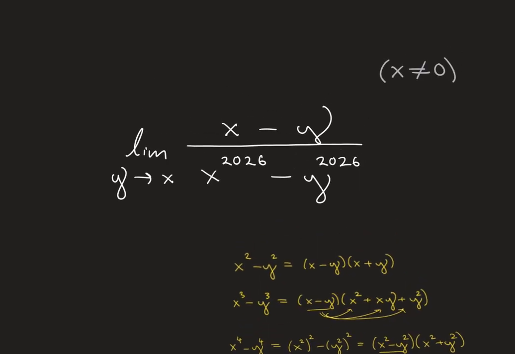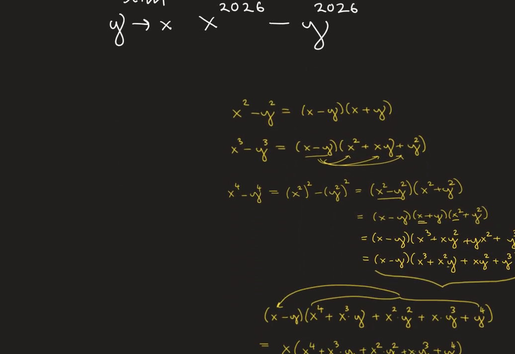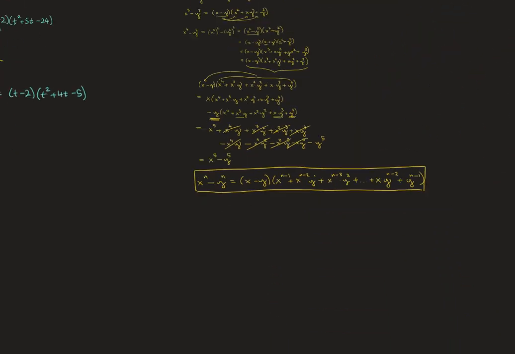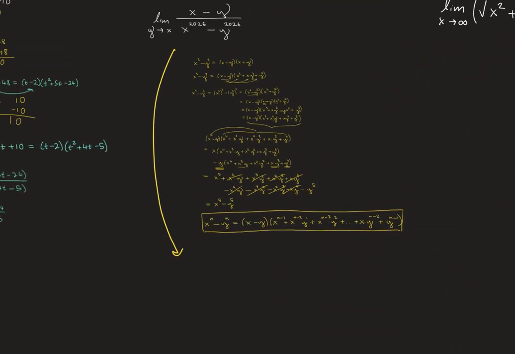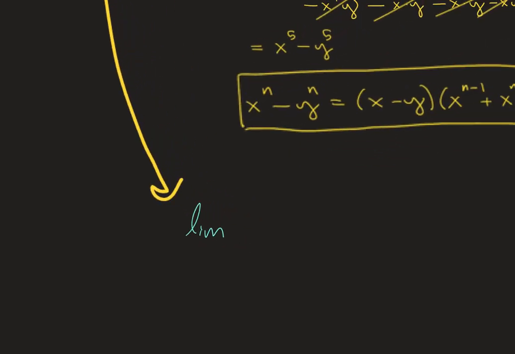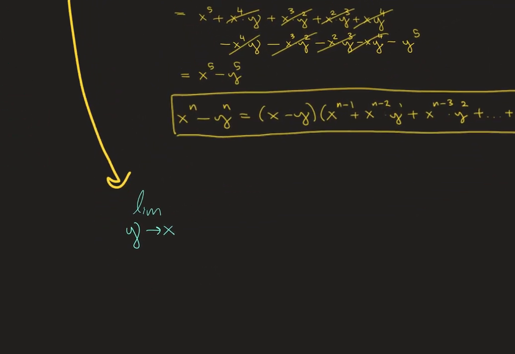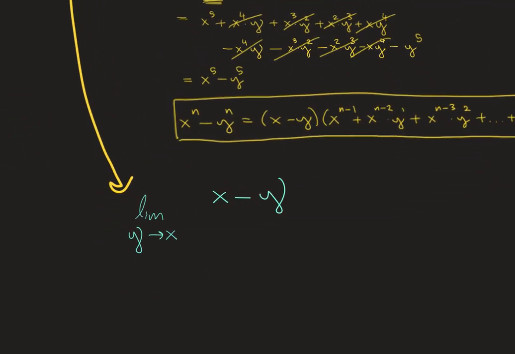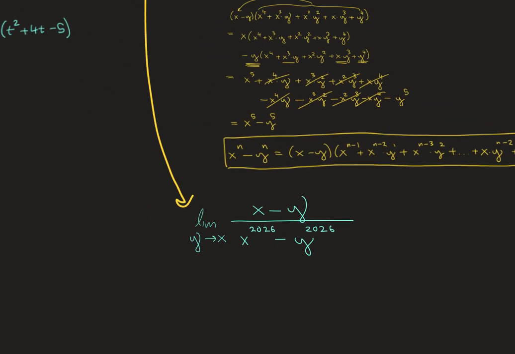Indeed, we just found a way to factor the denominator. So let's use it. Taking it down here, what I have is the limit as y approaches x of x minus y divided by, I'll write the limit again, just so we're good, x to the 2026 minus y to the 2026.